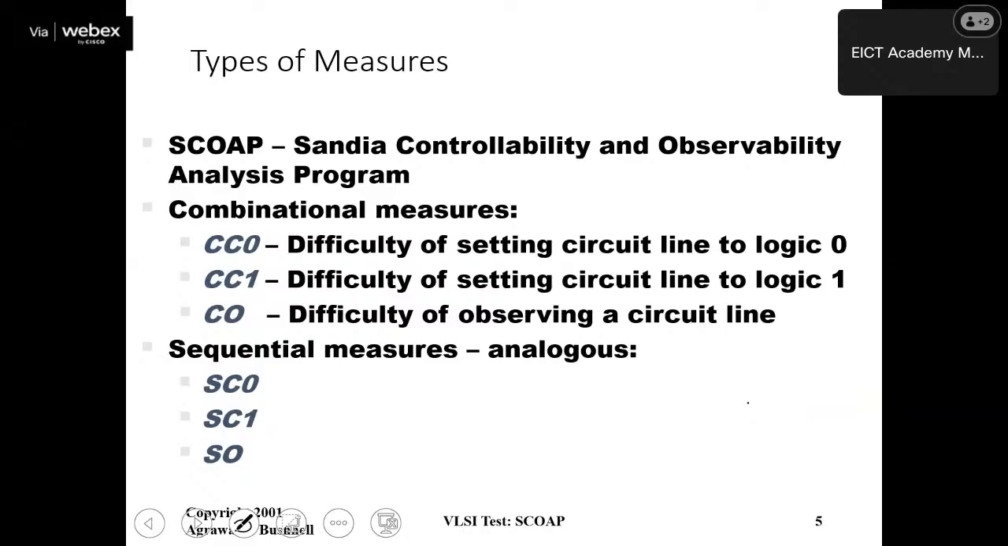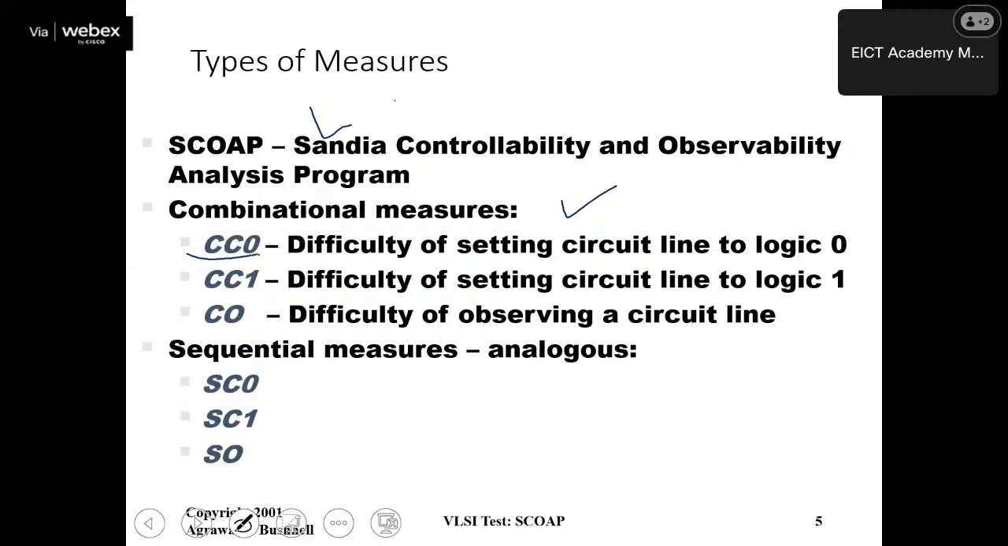What is SCOAP? SCOAP is the abbreviation of Sandia Controllability and Observability Analysis Program. Sandia is the name of the investigator, and the other part is the controllability and observability analysis program. It is the expansion of the goal of this particular algorithm. So we will be using these things continuously while doing the controllability and observability analysis.